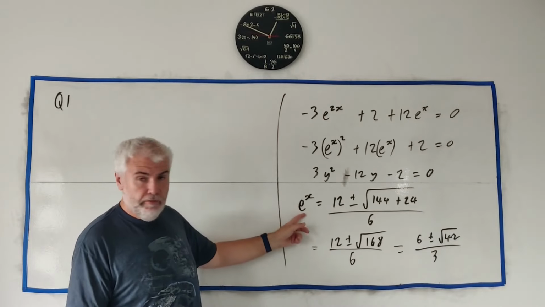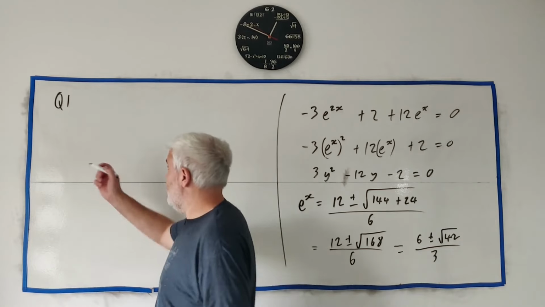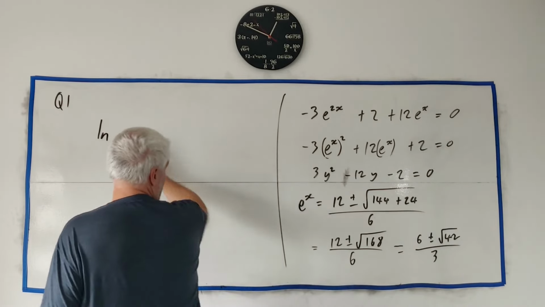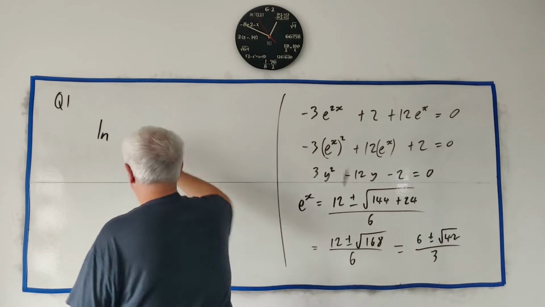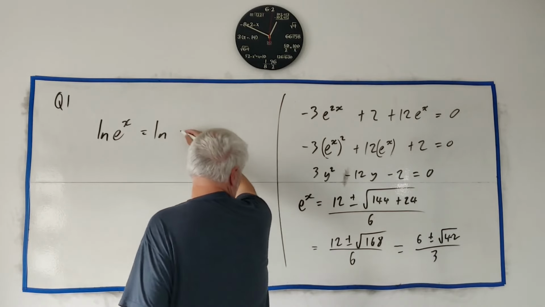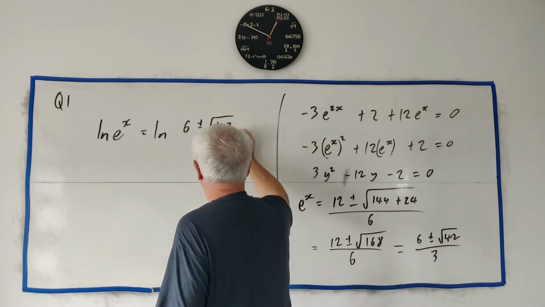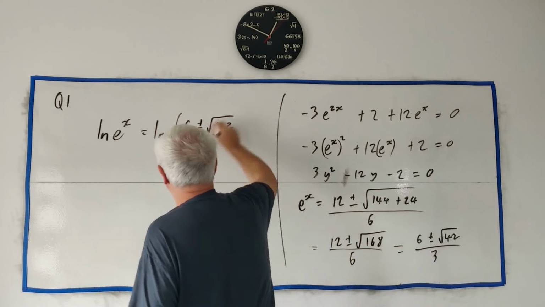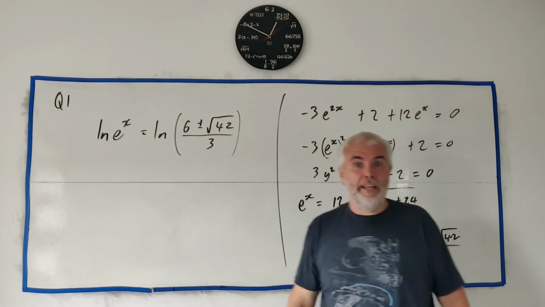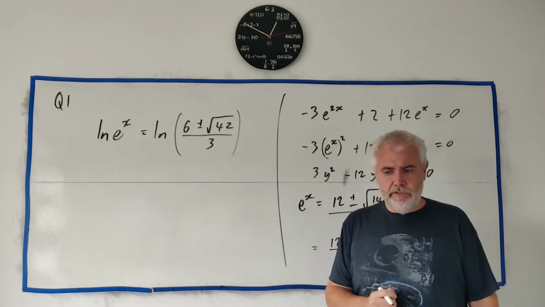Remember though, we're not looking for e to the x, we're looking for x. So get the natural log of both sides. Let me do that over here. The natural log of e to the x is just x. And that'll equal the natural log of 6 plus or minus the square root of 42 over 3. That looks like we've got 2 answers. You can put that into a calculator there.